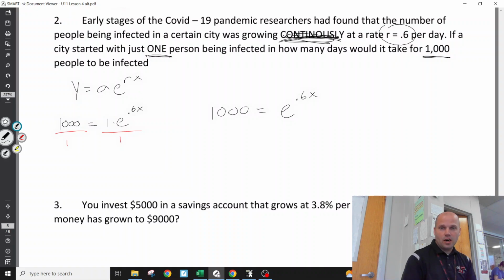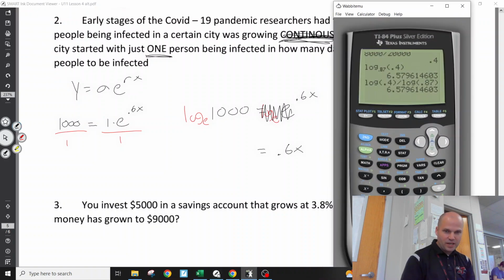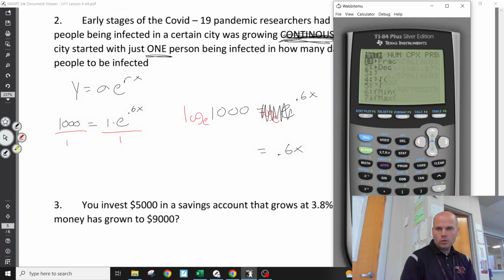Now I need to get rid of this exponent that has a base of e. This is when we do a log base e, or the natural log of both sides. Doing that just gets rid of this. I still have 0.6x in the exponent. It stays. I type in log base e of 1,000. So many ways to do this. The natural log is the log base e. It's the shortcut. You could also go log base, find e in your calculator.